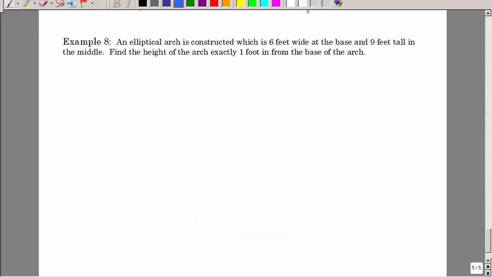Our last example talks about an elliptical arch. Again, Google that. You're going to see some pictures of different things in real life that's made out of an elliptical arch. It's constructed where it's 6 feet wide at the base and 9 feet tall in the middle. Find the height of the arch exactly 1 foot in from the base of the arch. That means I'm going to go in 1 foot, and I want to know how tall that is.